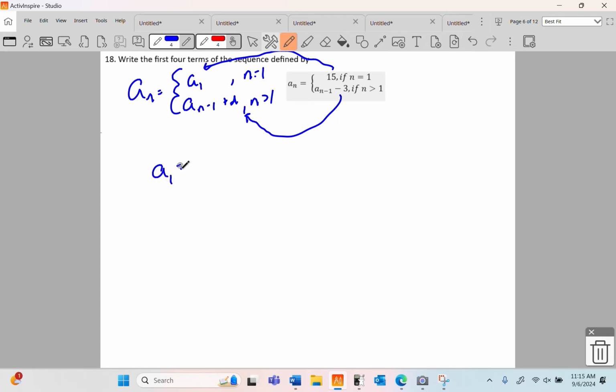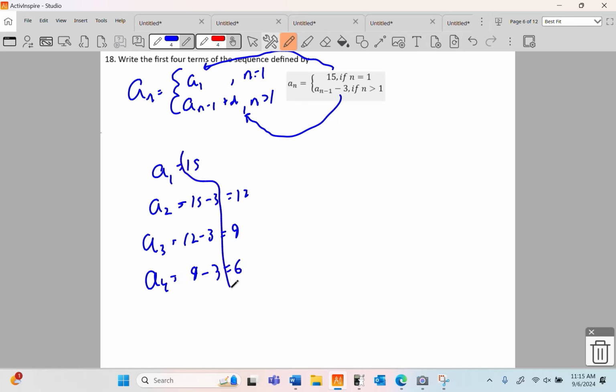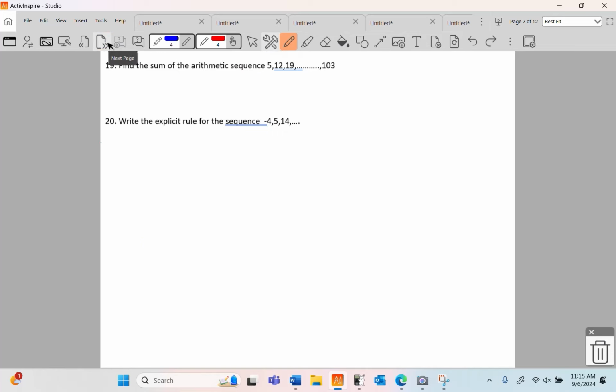The first term is 15. The second term is 15 minus 3, which is 12. The third term is 12 minus 3, which is 9. See, I'm following the same thing over and over again. The fourth term is 9 minus 3, which is 6. That's what we're looking for. Those are your 4 terms. Easy peasy, kids.